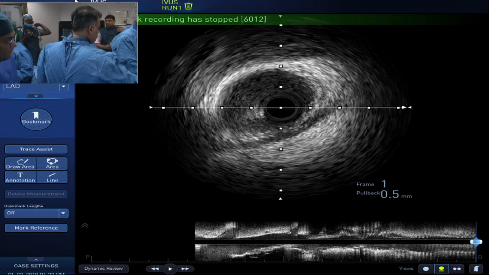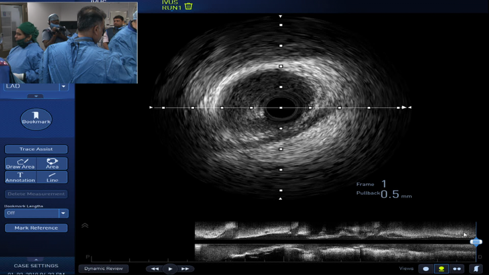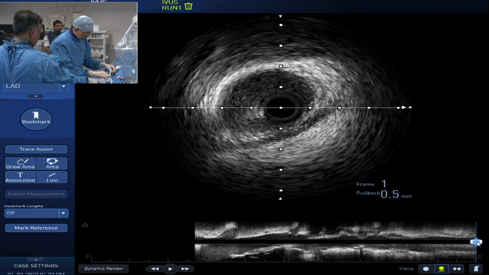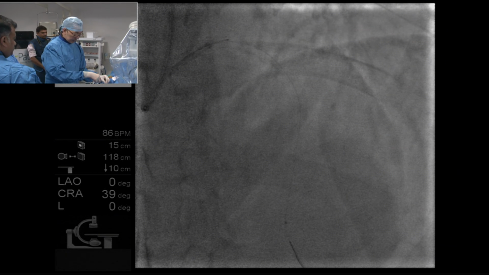Okay, so now these cases have some calcification, but it's not so severe. Can we see the angio screen on the board, please? Can you show the angio? Yeah, we got it.